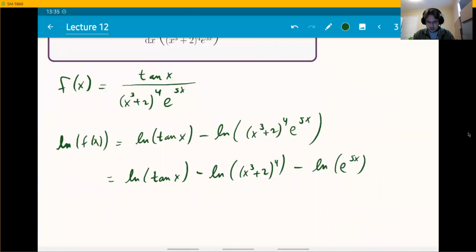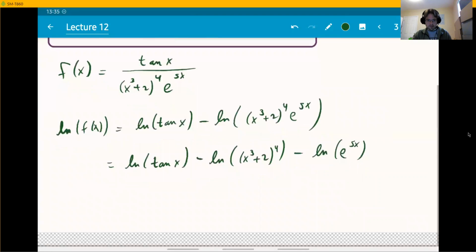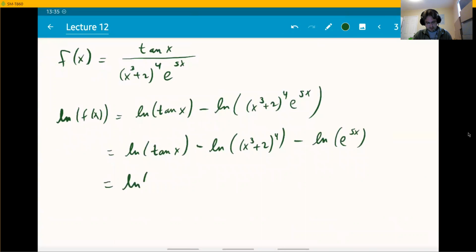Okay, so you have these logs. We can still simplify this a little bit more with the second and the third terms. Here in the second term, we have log of a term with an exponent. This is the exponent raised to 4. You can bring this 4 outside of the log, like this.